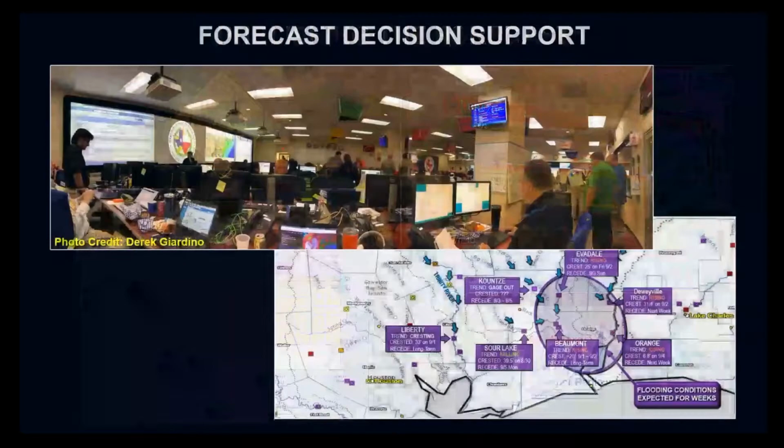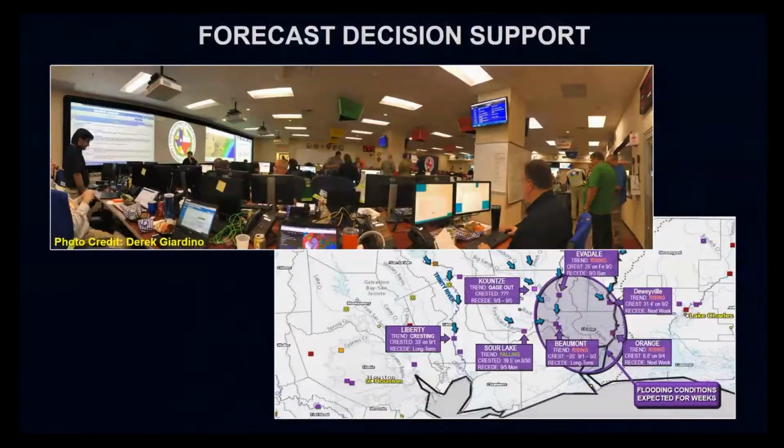Next slide, please. So here is the decision support component. This is a photo that Derek Giardino in our office took while he was stationed at the Texas Department of Emergency Management. And this is a view of their operations room during Hurricane Harvey. This is where a lot of the critical decision making occurs at this level and also at the county level. These folks had all kinds of questions for us, and GOES helped us answer some of the questions that they had about the impacts of flooding in their area.